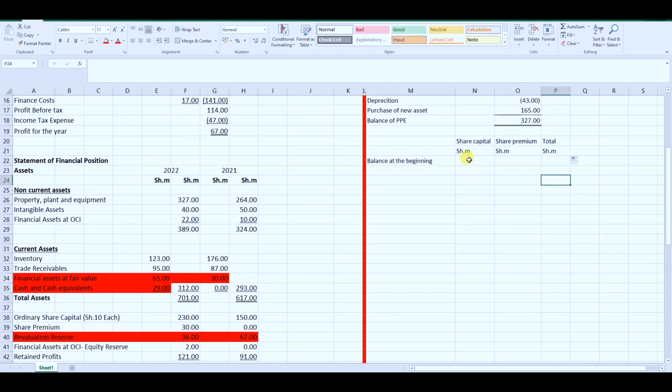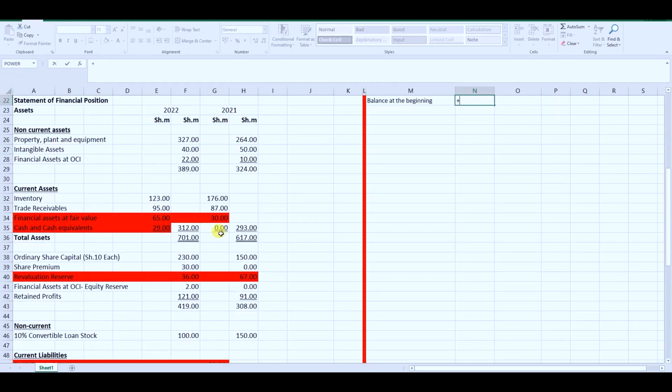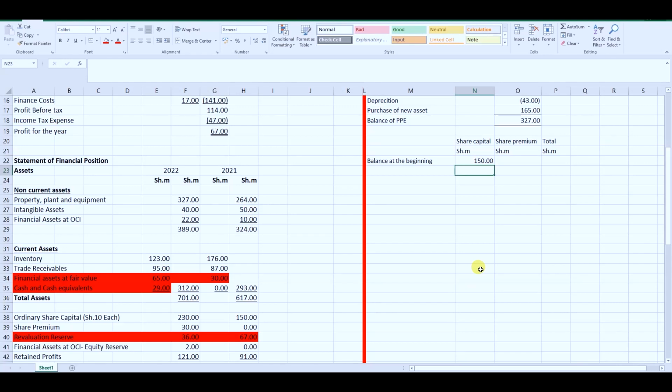So we pick balance at the beginning share capital, 150, but we do not pick plus the 150. I just did it just now. We pick that. Enter. Then there is nothing to do with share premium. 0. Then the total should be given as plus that value there. Enter.